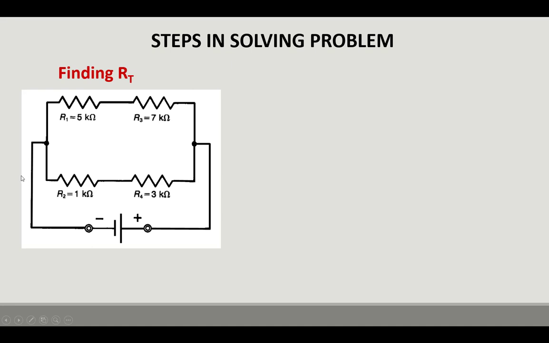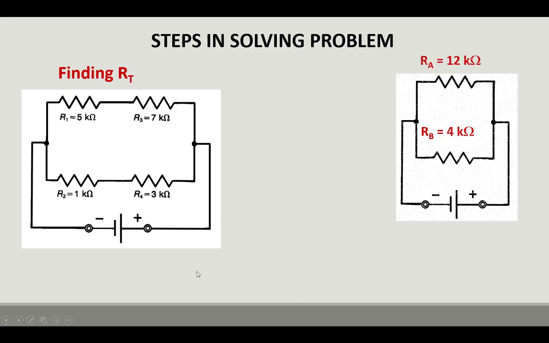Now, let's see what we have here. I can figure up my total, finding RT is what they're asking for. So I've got 5 and 7 that's in series. So essentially I can replace this with a 12 ohm resistor. I've got a 1 and a 3K, so I can replace these two with a single 4K resistor. So now I have 4K in parallel with 12K, and I can use my product over sum to get the total circuit resistance.